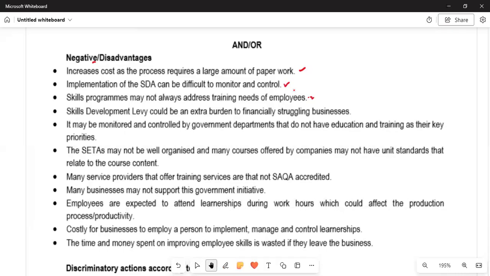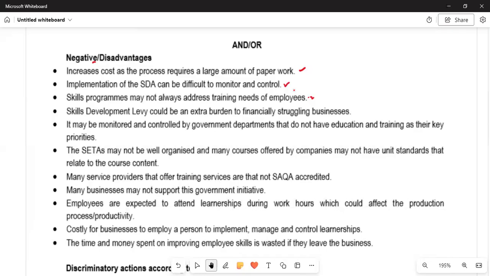Skills programs may not always address the training needs of the employees. The programs that are offered by the organizations are not relevant to the needs of these employees. So employees are doing what is not responding to their needs. That is why we're saying skills programs may not always address the training needs of the employees.